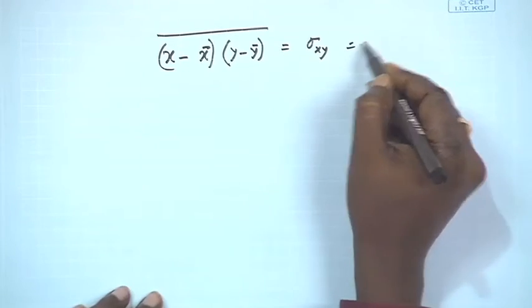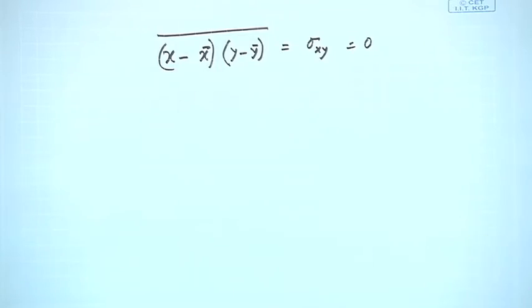The joint PDF P(x,y) must be distributed as P(x) into P(y). This must be happening, which is a stronger condition. If that happens, we know that they become uncorrelated, but uncorrelation just means this must be equal to 0. It does not mean that x and y must have a PDF which gets separated out. So always do not get confused with the definition of independence and uncorrelatedness.